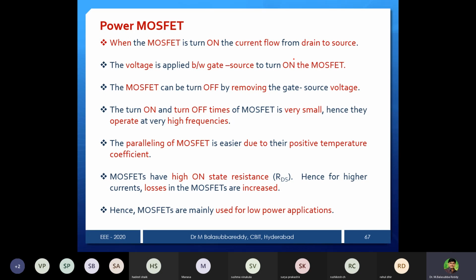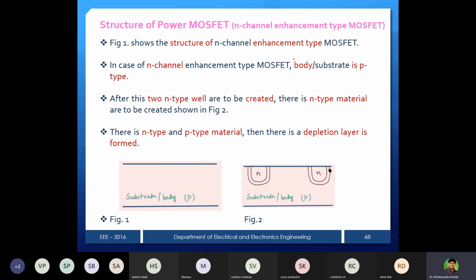And MOSFET has a high on-state resistance. That's what I told, this will be used for low power applications. Why? Because if RDS is more during the conduction time, the current must pass from drain to source, that is, through RDS. Then that will lead to more power loss. So that is the reason this will be used for low power applications.